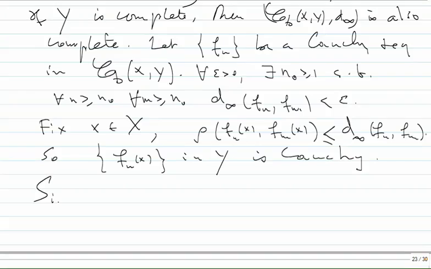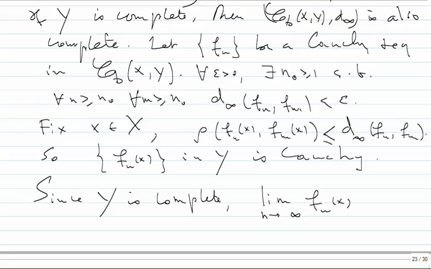Since Y is complete, the limit of Fn of x when n goes to infinity equals f of x exists. So pointwise, we do have a limit. The sequence of functions do have a pointwise limit. What we need to prove now is, number one, that the Fn's converge to this function f for the d infinity distance, and number two, that f belongs to CB of X, Y.